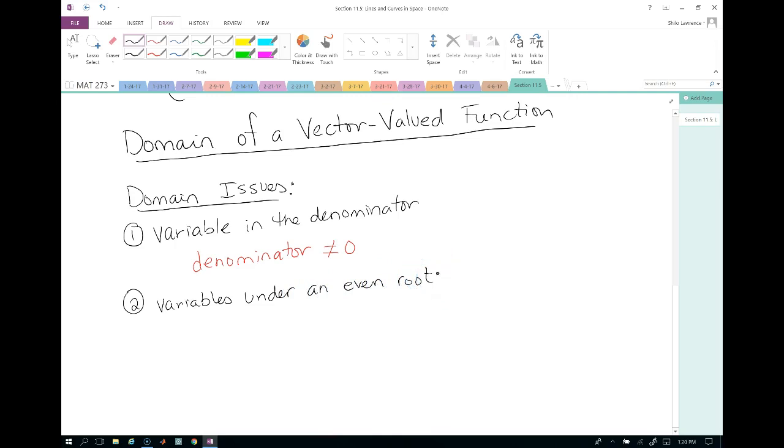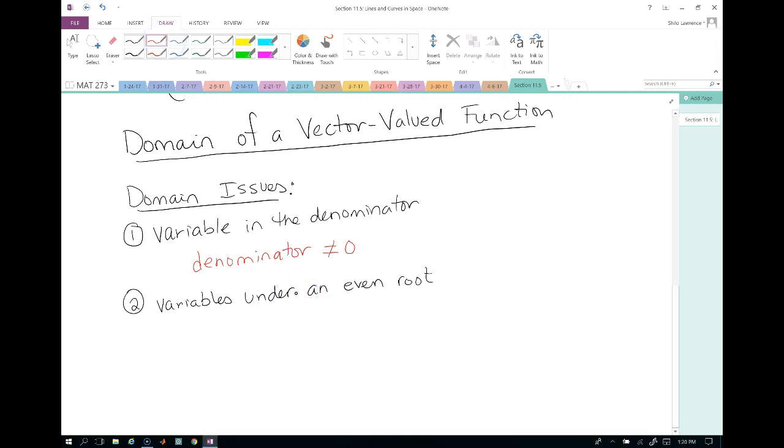So like square roots, 8th roots, 22nd roots. There are no issues with odd roots. We could take the cubed root of any number and we'll get a real answer. It's only the even roots that give us trouble.